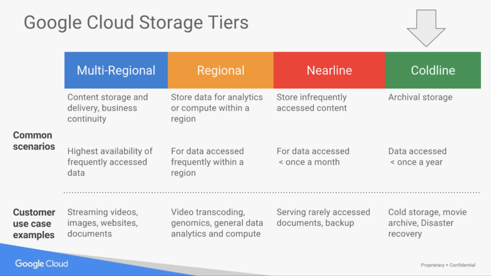So it is 7/10 of a penny per gig per month to store your data there. And here's the key. It's millisecond response time. There's no delay on the time it takes to read the data out of Coldline. So you get Glacier or tape-like cost, but you get instant access to it.